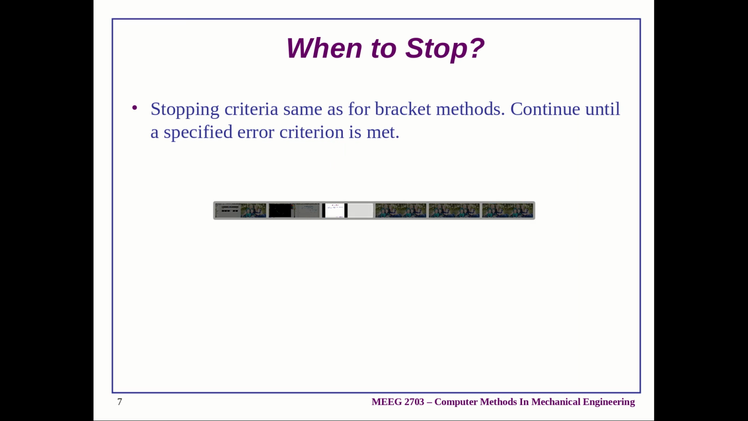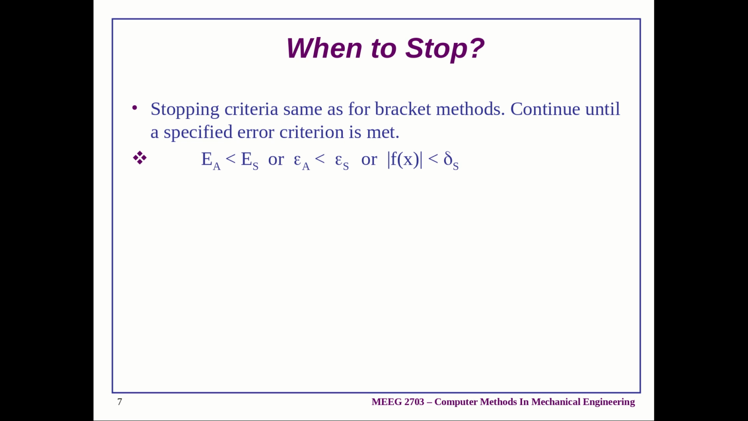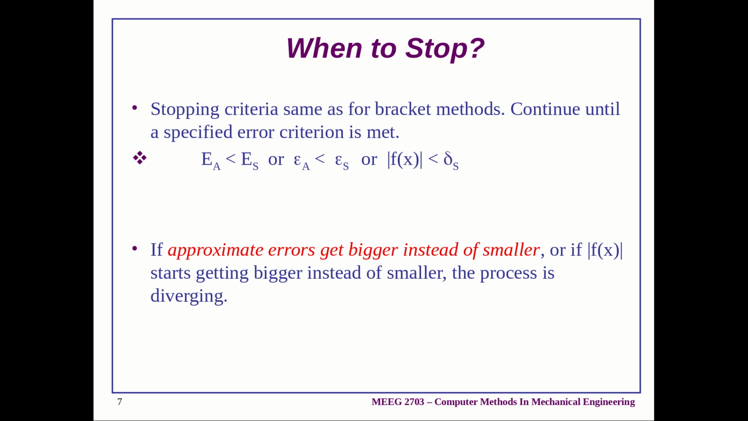So let's just summarize this. When to stop, stopping criteria. It's the same for bracketing methods. We use the error. We continue until a specified error criterion is met, and if it gets bigger instead of smaller, then it's diverging.